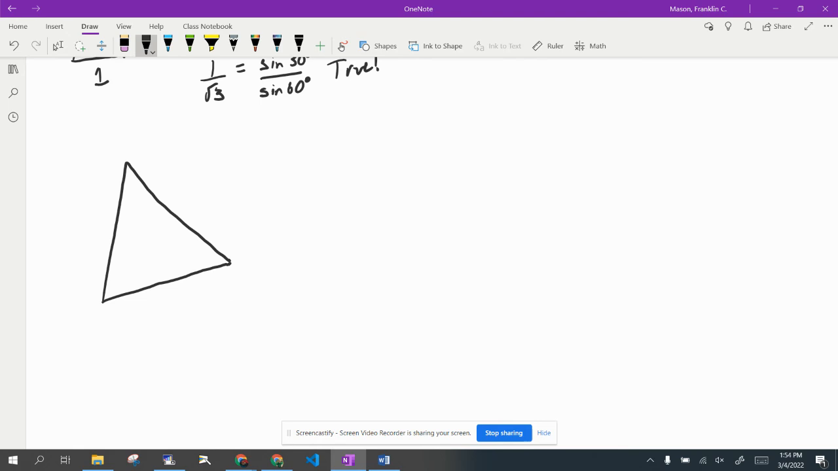Can I try to predict what form two of the law of cosines is? Not yet.